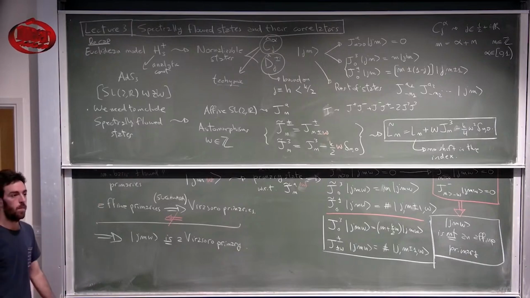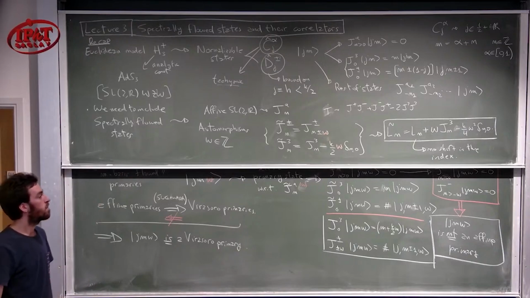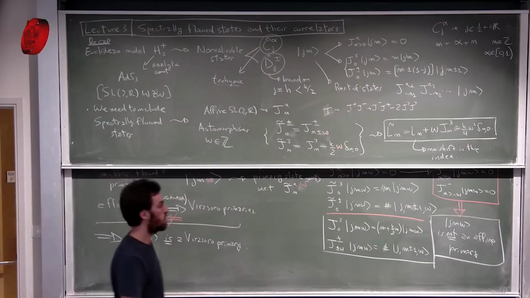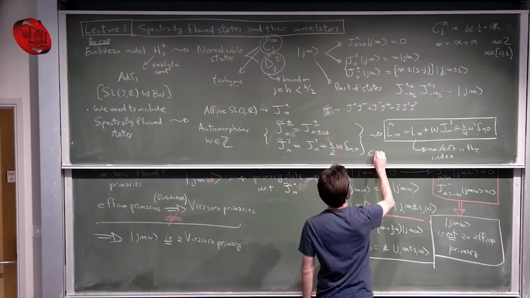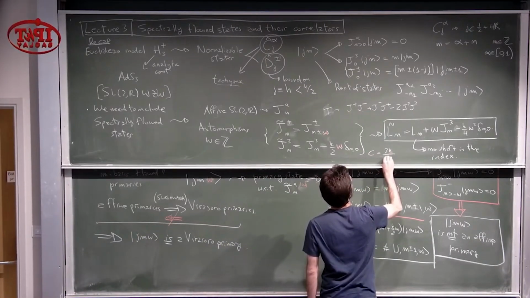Sorry, is the central charge preserved by the automorphism? Yeah, everything is preserved. Yeah, the central charge is still the same. It's still c equals 3k over k minus 2.